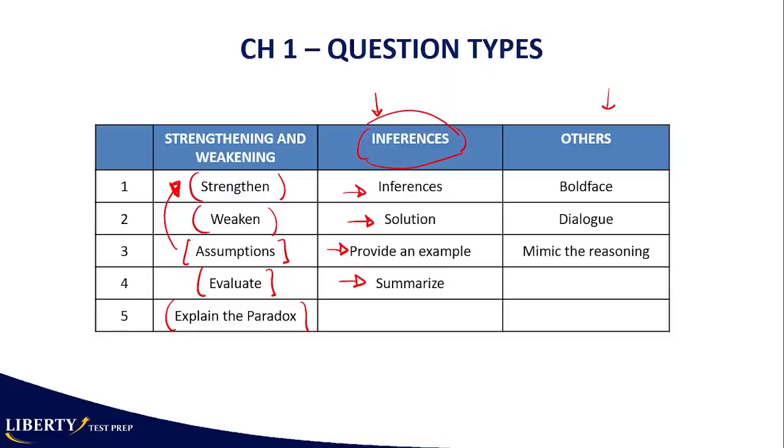Okay, and then you have other types of questions that are in this last column, and these types of questions are different. They are not about inferences, they are not about strengthening or weakening, they are just different. Now here we have the three main ones: the boldface, the dialogue, and mimic the reasoning. So these are the types of questions for critical reasoning that you're going to get in the verbal section of the GMAT. Okay, we're going to be seeing most of them in this lesson. Okay, the most important ones.